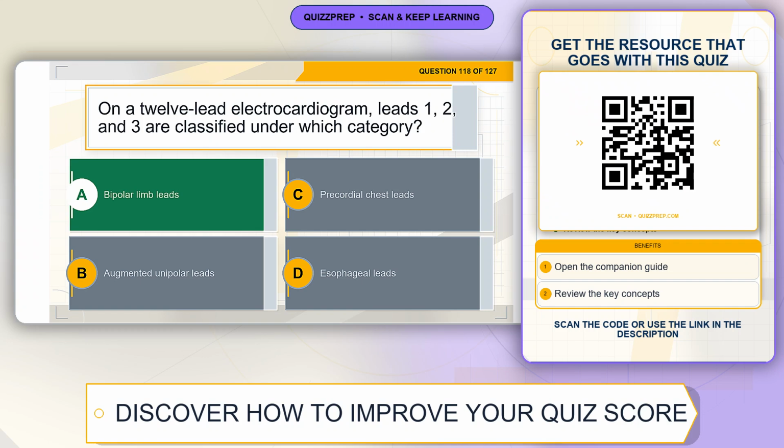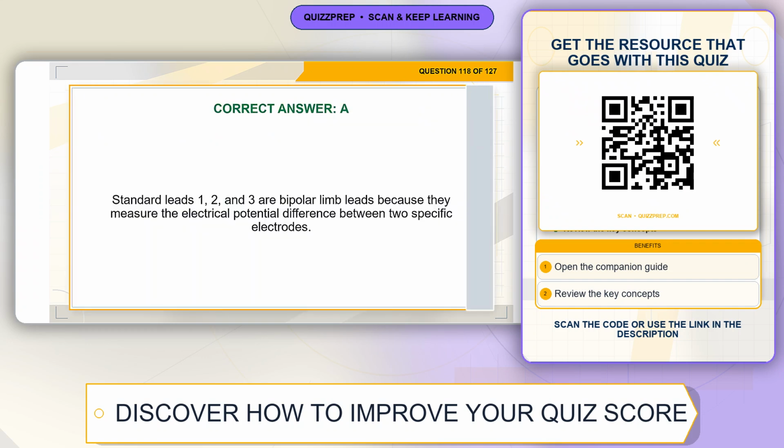Bipolar limb leads. Explanation. Standard leads 1, 2, and 3 are bipolar limb leads because they measure the electrical potential difference between two specific electrodes.